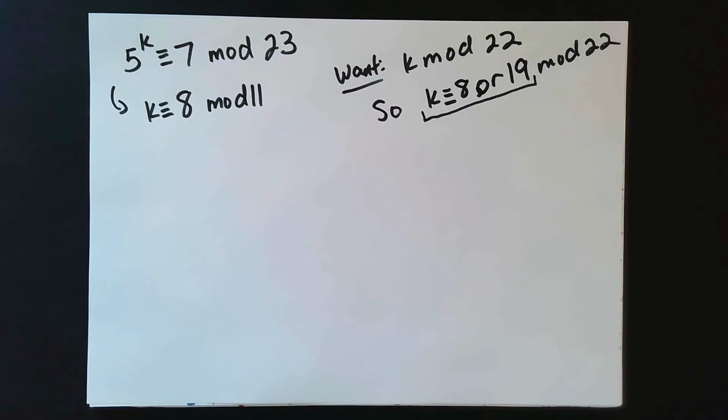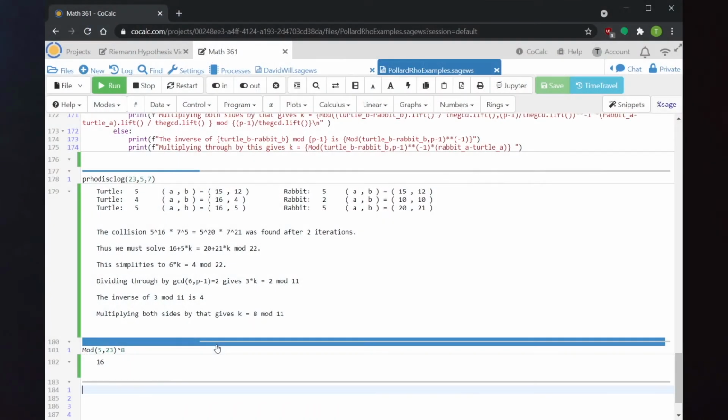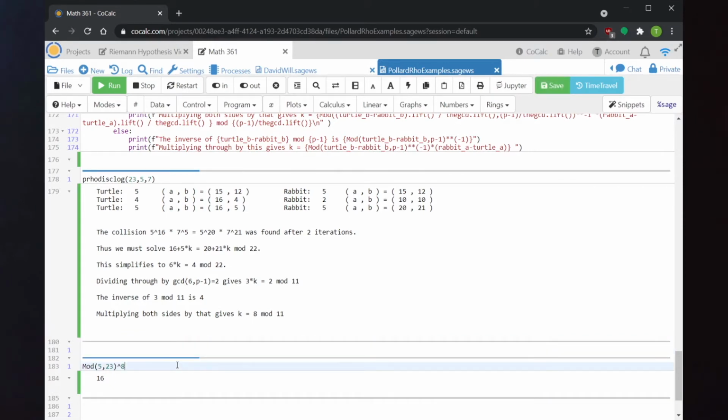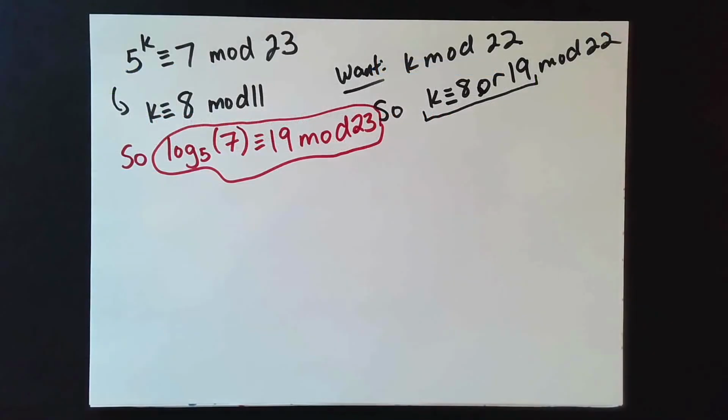So let's see, is the discrete log of 7 base 5 mod 23, is it 8? Well, it's not, because if you actually calculate that power, you don't get 7, you get 16. So then is it 19? Aha, it is 19. So what we've calculated here at the end of all of this is that the discrete log of 7 to the base of 5 mod 23 is 19.